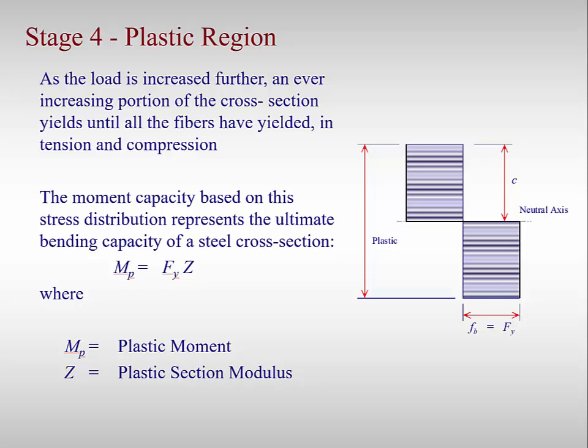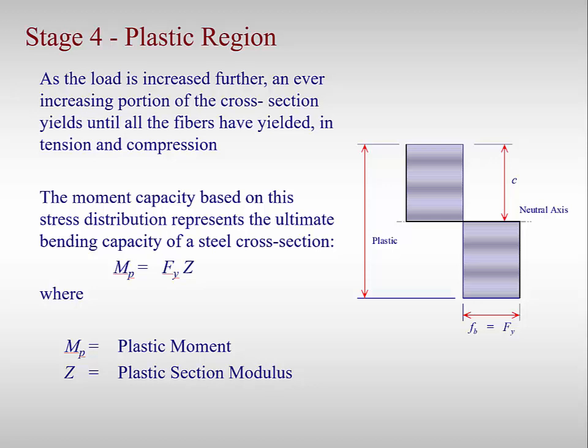Now, as the load is increased further, an ever-increasing portion of the cross-section yields until all the fibers have reached yield. Again, this is on both sides of the neutral axis. The fully yielded cross-section then defines the maximum moment capacity of the cross-section, as there are no more fibers to yield. This is called the plastic moment.